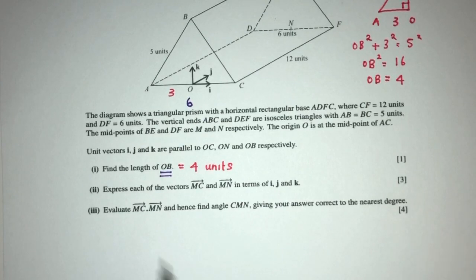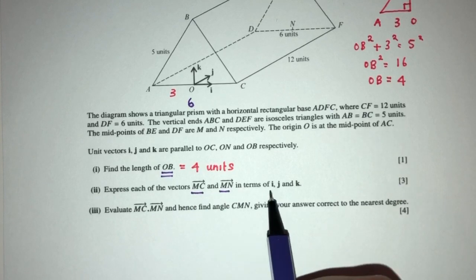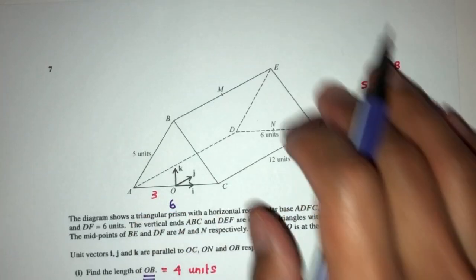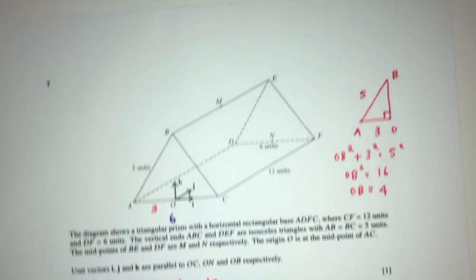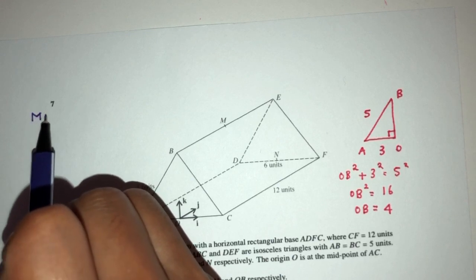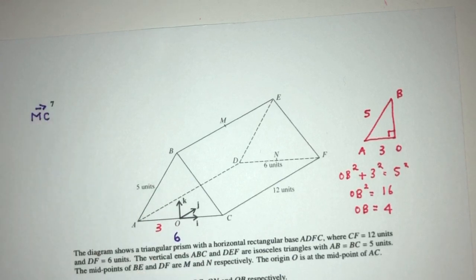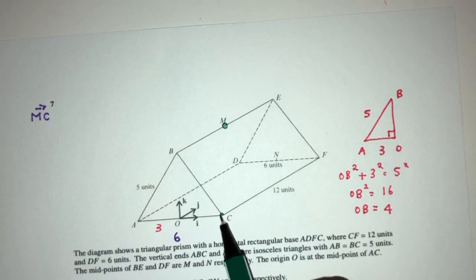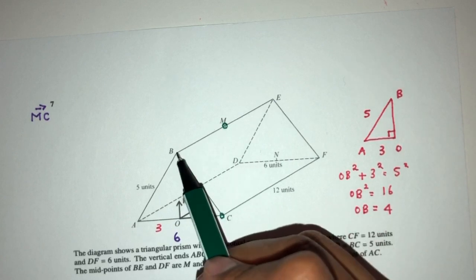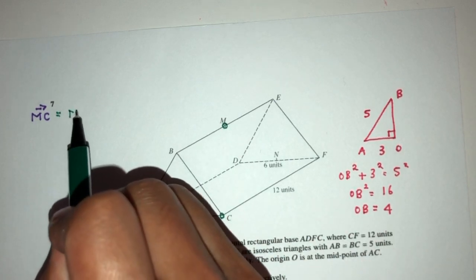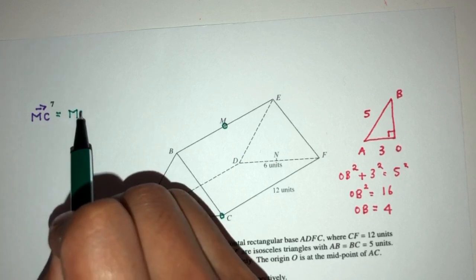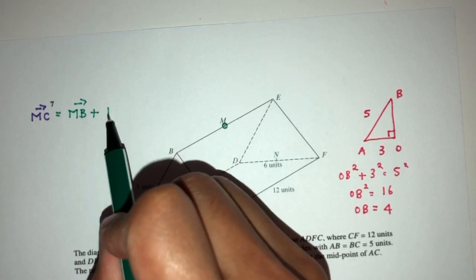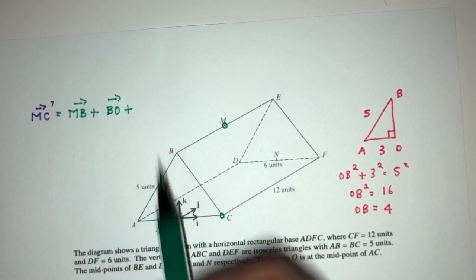Now for part 2, we have to express each of the vectors MC and MN in terms of i, j, and k. Usually how we proceed is we look at the given shape or diagram to help us find this answer. So first we have MC. From M, let's go to C. So M is right here, and we have to go to C. We can first move to B, and then from B we can go to O, and then from O we can go to C.